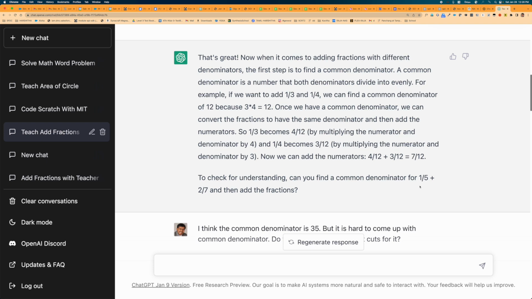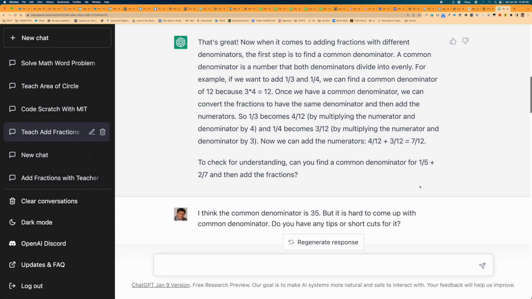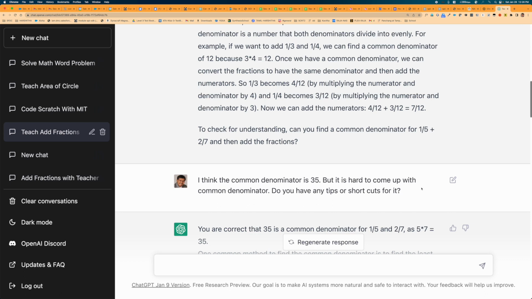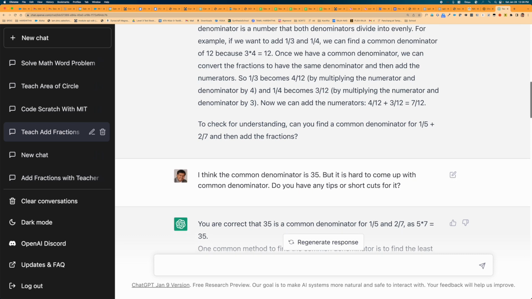It explained to me how to do it, and to check for understanding, it is giving me another problem to try out, like 1/5 plus 2/7. Oh no, it actually asked me not to do the addition. It actually asked me to find the common denominator. I like it because, before even jumping on to addition, it is first asking me to find the common denominator for 1/5 and 2/7 to check if I understood how to find it. Then I responded saying 35, because 5 times 7 is 35.